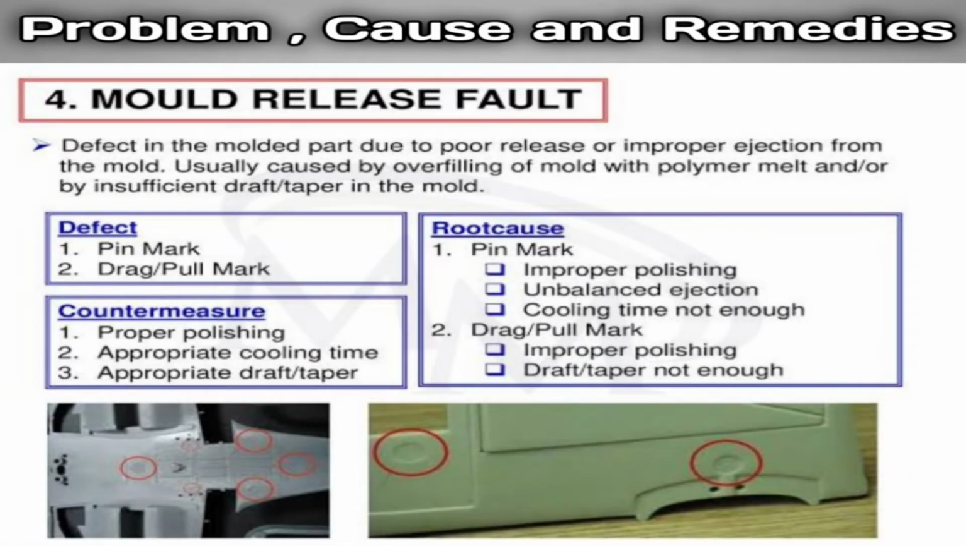Mold release fault. A defect in the molded part due to poor release or improper ejection from the mold. Usually caused by overfilling of the mold with polymer melt and/or by insufficient draft taper in the mold. Defect: 1. Pin mark. 2. Drag pull mark. Root cause: 1. Improper polishing. 2. Unbalanced ejection. 3. Cooling time not enough. 4. Draft not enough. Countermeasure: 1. Proper polishing. 2. Appropriate cooling time. 3. Appropriate draft.